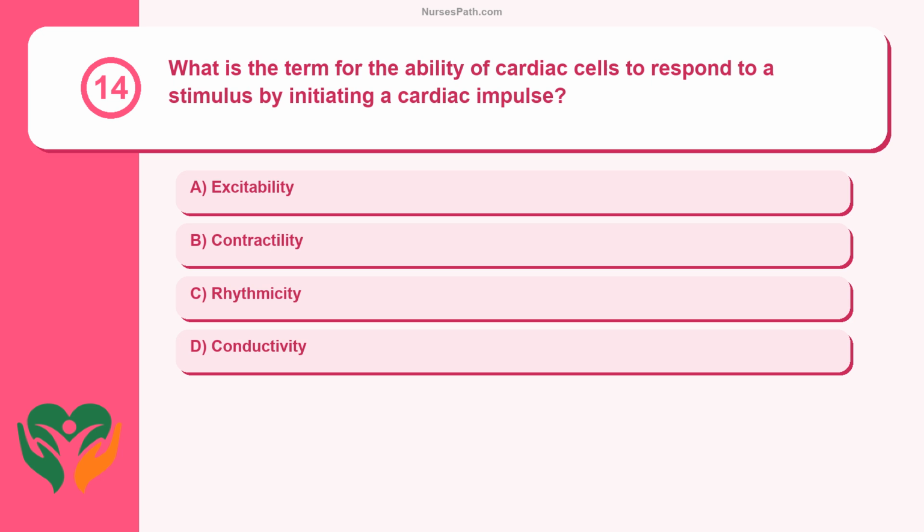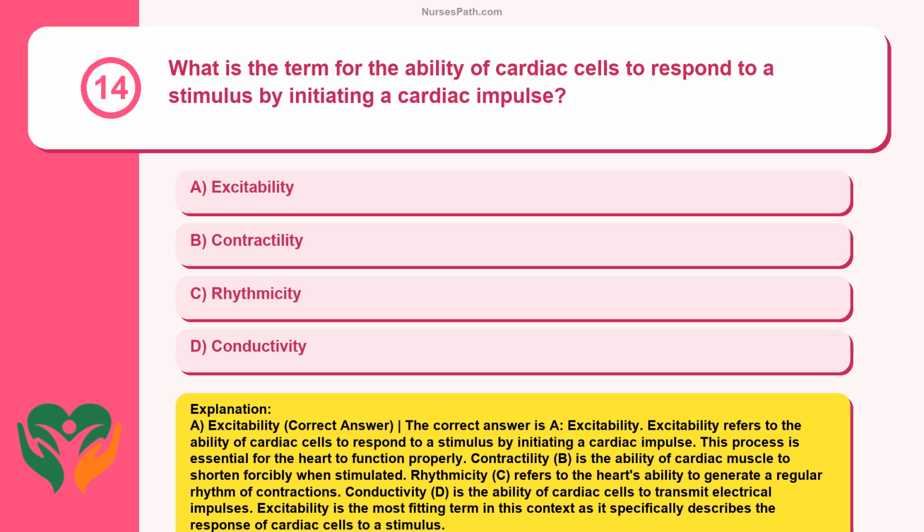Question 14. What is the term for the ability of cardiac cells to respond to a stimulus by initiating a cardiac impulse? Excitability, contractility, rhythmicity, conductivity. A. Excitability. Correct answer. The correct answer is A. Excitability. Excitability refers to the ability of cardiac cells to respond to a stimulus by initiating a cardiac impulse. This process is essential for the heart to function properly.